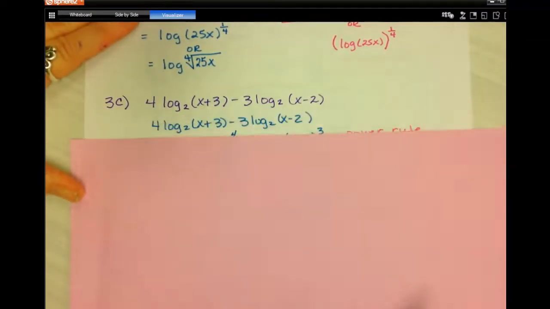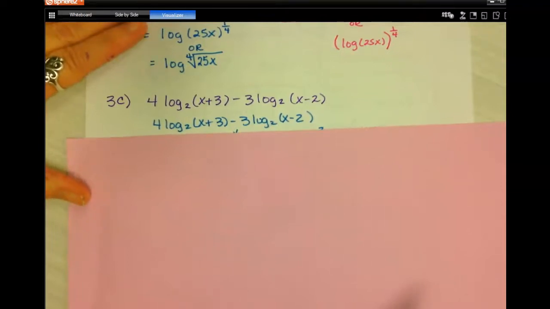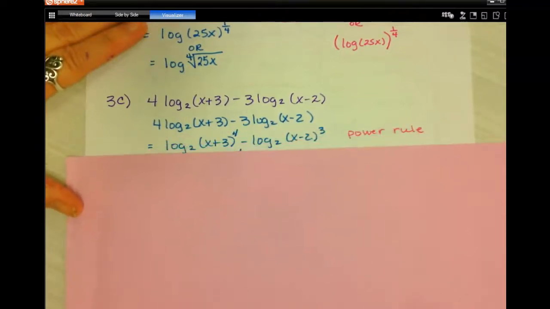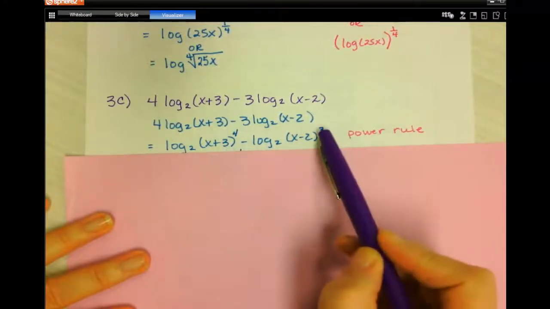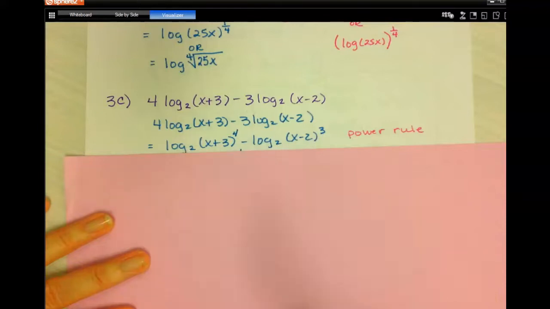So let's bump all those powers back up. So we're going to put them back up where they belong using that power rule. So notice it's the fourth is just to this argument, and the third is just to this argument, not to the log itself.